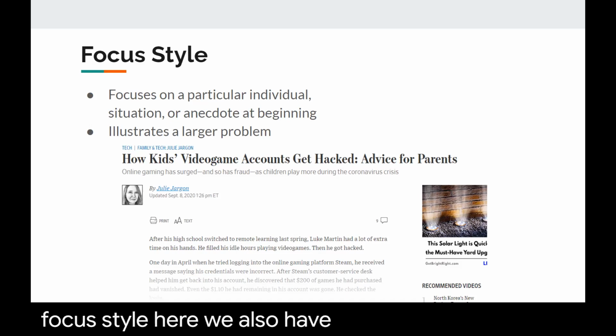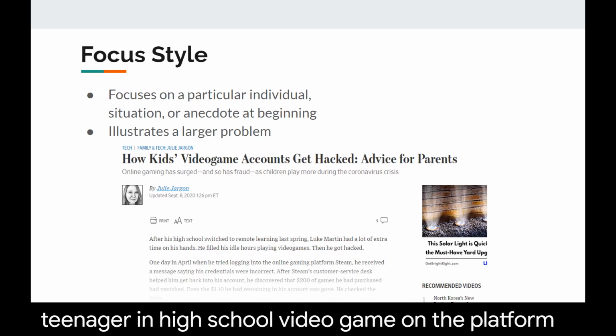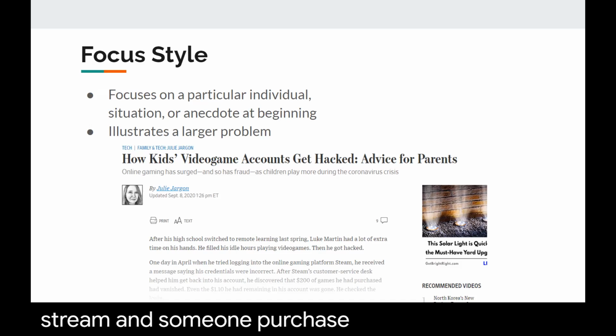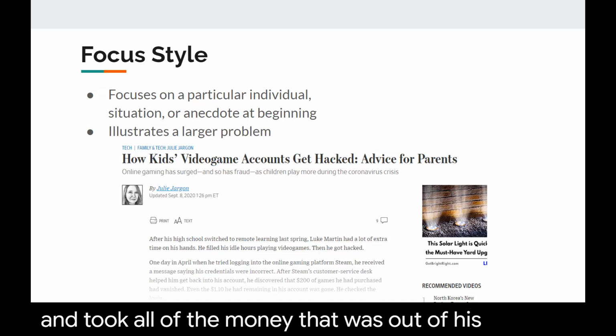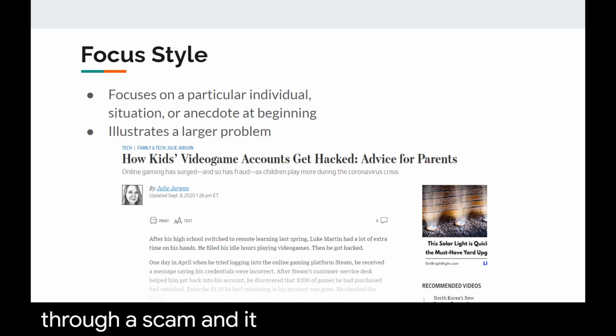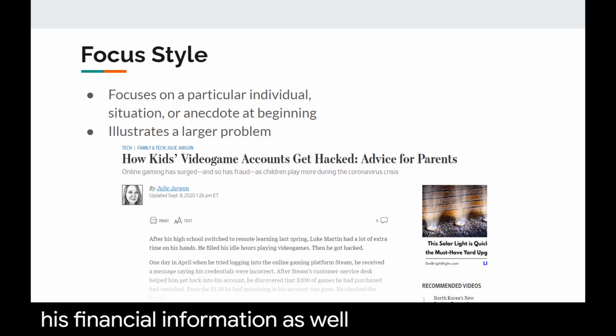Here we also have how kids' video game accounts are getting hacked more during the coronavirus. And they use the story of Luke Martin, who is just your average everyday video gamer. He's a teenager in high school, and he plays online video games on the platform Steam. And someone purchased $200 worth of games and took all of the money that was in his account through a scam. And they were able to get his financial information as well and steal even more money.